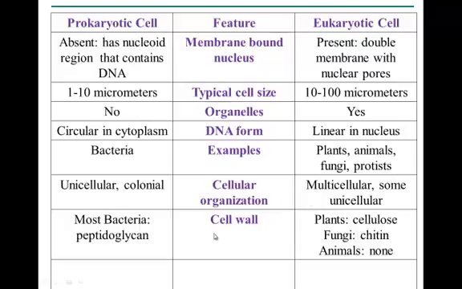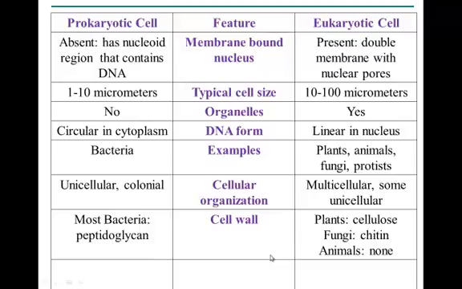The cell wall in prokaryotic cells, it's present in most bacteria, and it contains a molecule that we didn't talk about when we talked about polysaccharides, but we could have. And this molecule is called peptidoglycan. And peptidoglycan is very typical of some prokaryotic cell walls.